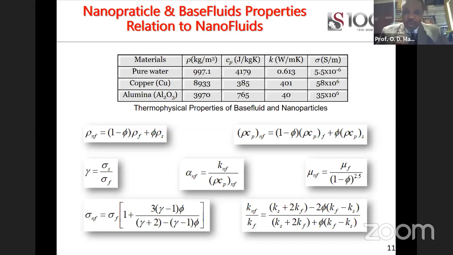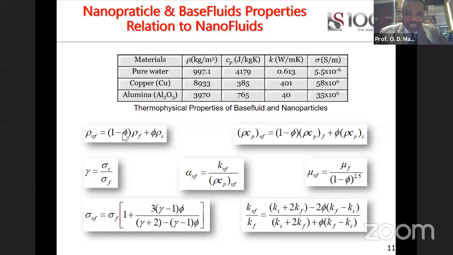You cannot use the whole of nano, you only use a small tiny fraction, less than 1%, because you can see if φ is 1, that means this part will be 0. You only have everything as nanoparticle. That means you have nanoparticle, and that will not move.